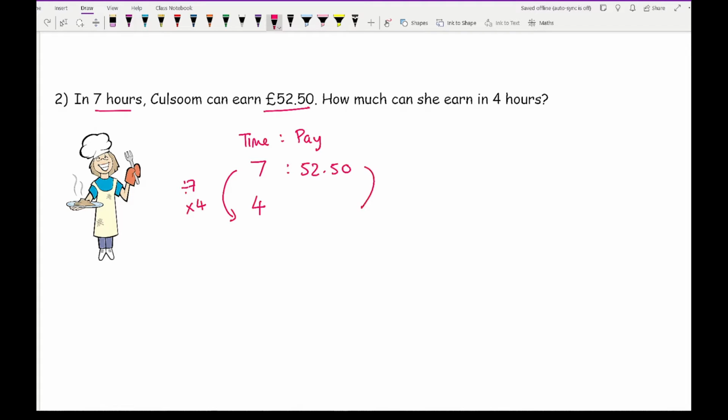So what I'm going to do here is exactly the same. I'm going to divide by 7 and then multiply by 4, so the answer is going to be 52.50 divided by 7, and if I type that into my calculator I get £7.50. Again, some of these questions might be calculator questions, some might not be, so you may have to do some division and some multiplying. So £7.50 multiplied by 4 gives me an answer of £30.